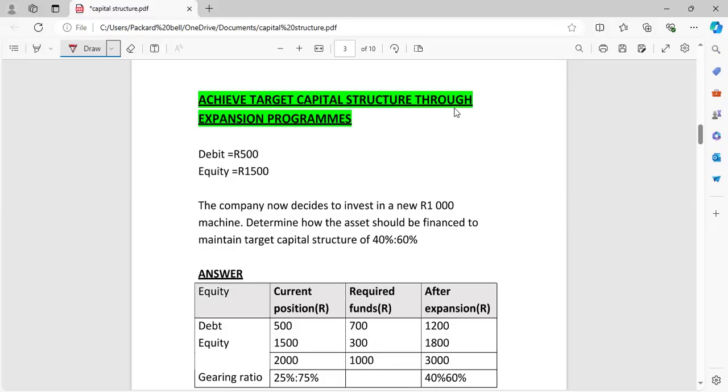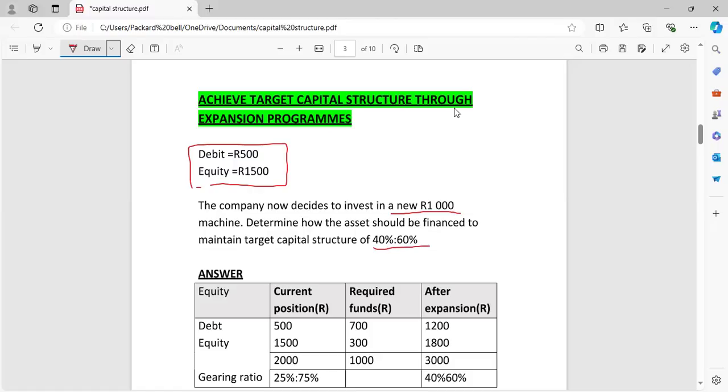You are provided here with an existing capital structure, like here. This will be our existing capital structure. Then you need to invest in a new machine, and you want to determine how the asset should be financed to maintain target capital structure of 40%. These are the obvious questions in the exam. We should be able to answer this.